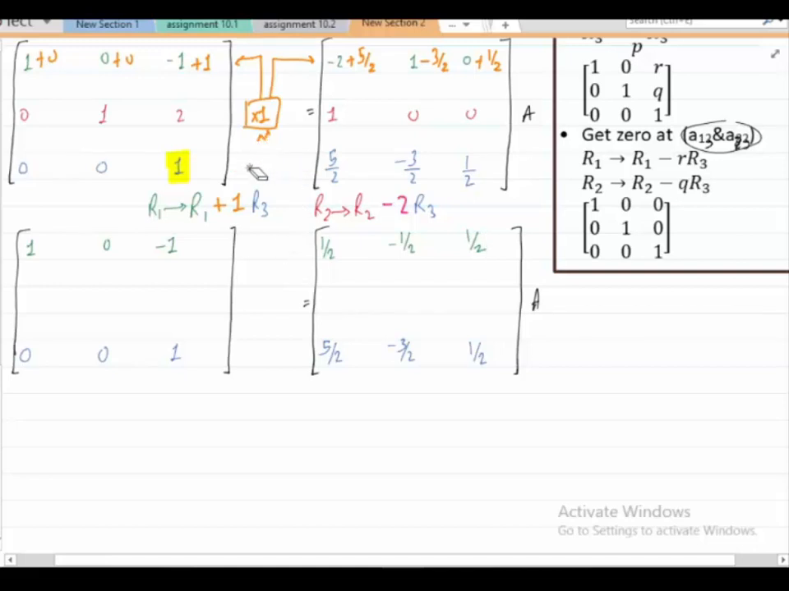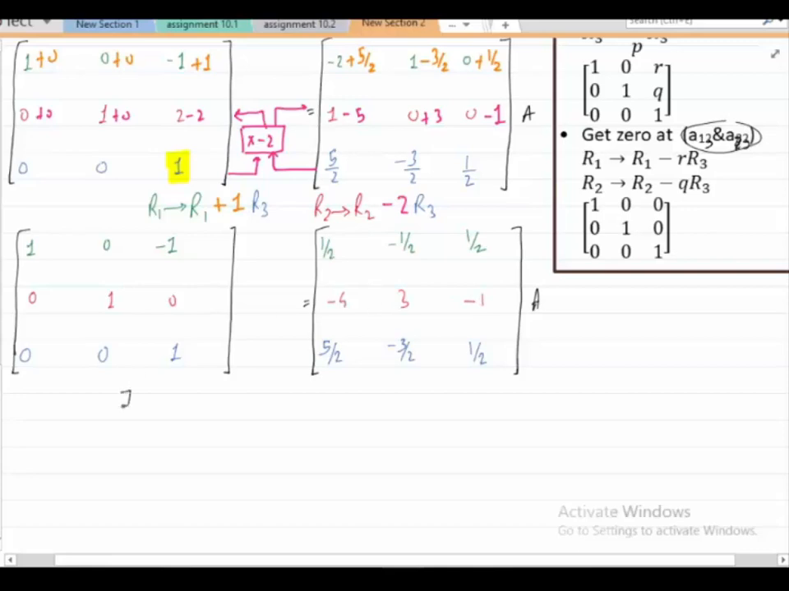Now the next process, in which we have to multiply the third row by minus 2 and add it into the second row. So here we'll get plus 0, 0 and minus 2. Same thing on the right side will give us minus 5, plus 3, minus 2, minus 1. So our second row will be 0, 1, 0, minus 4, 3, minus 1.